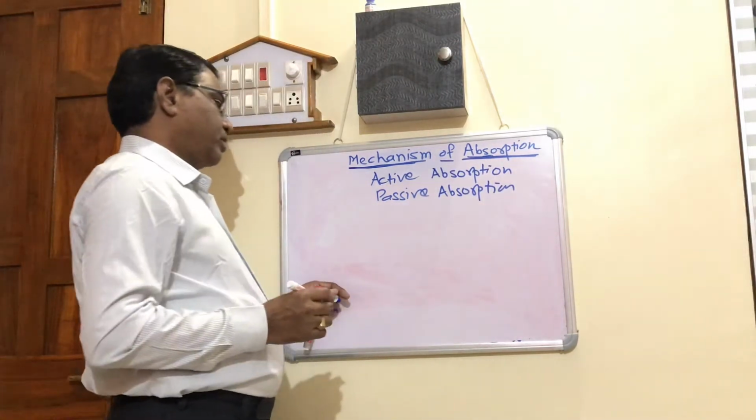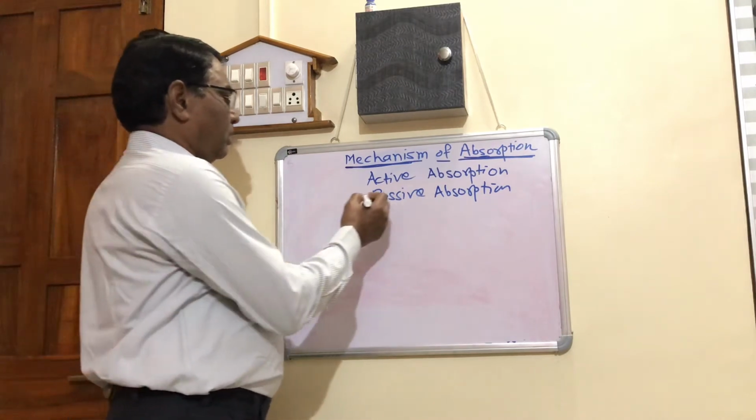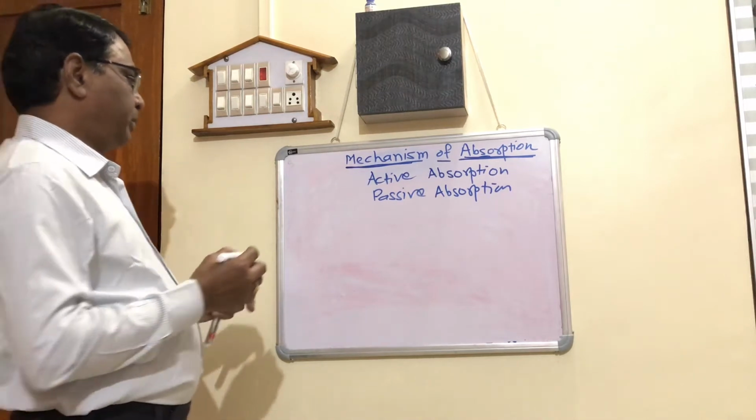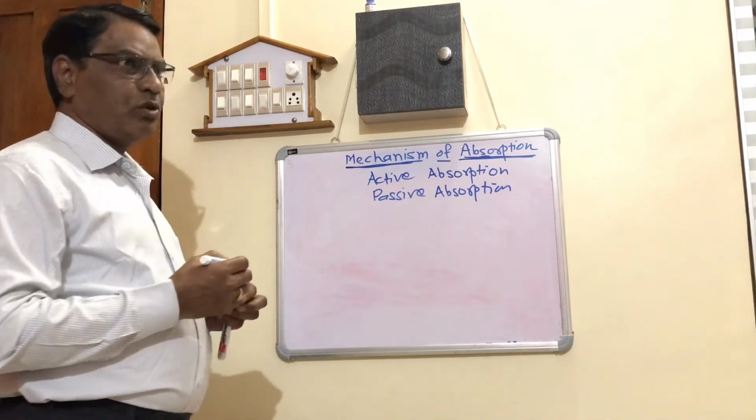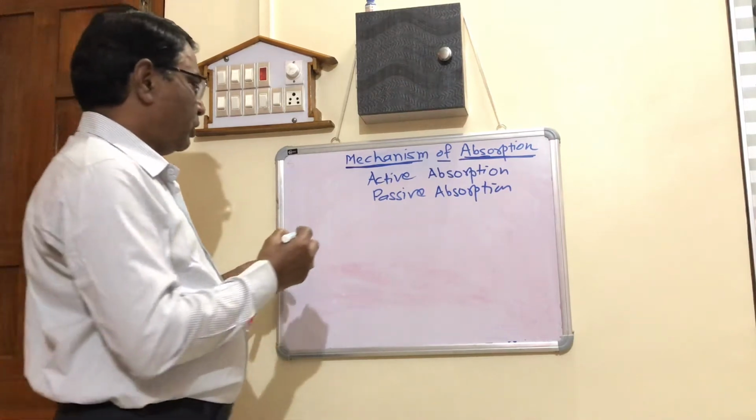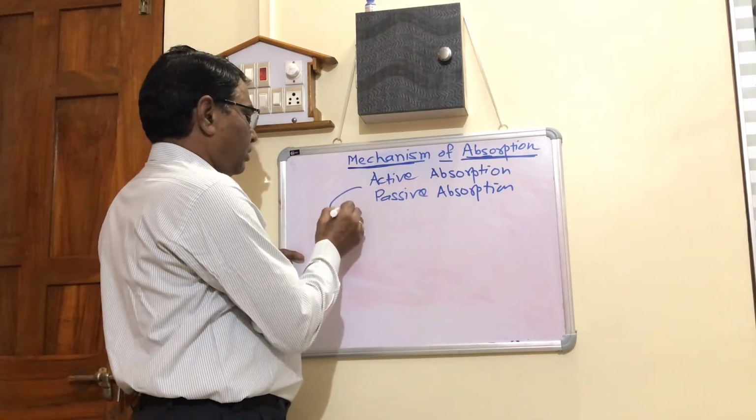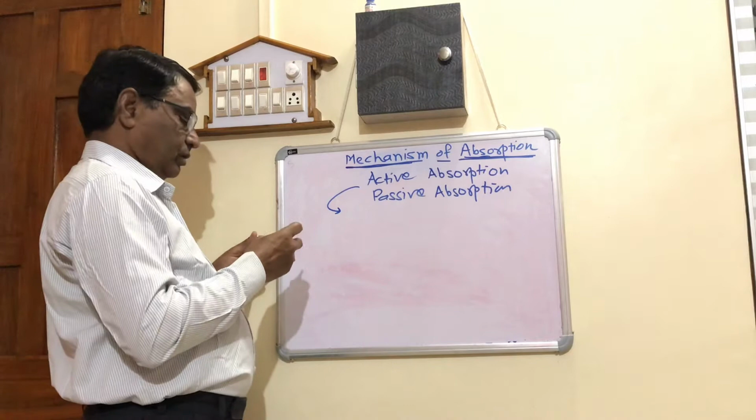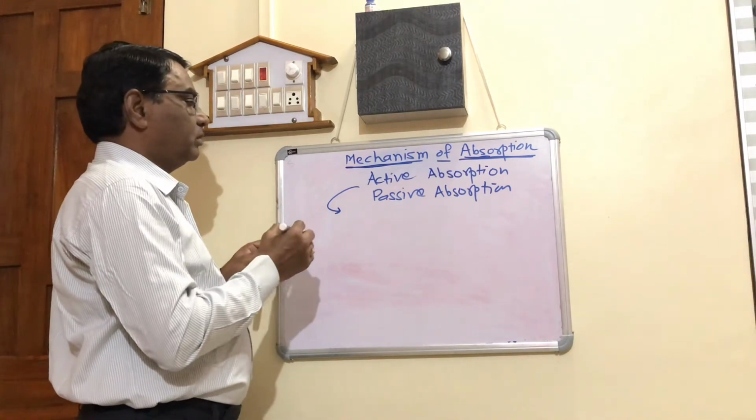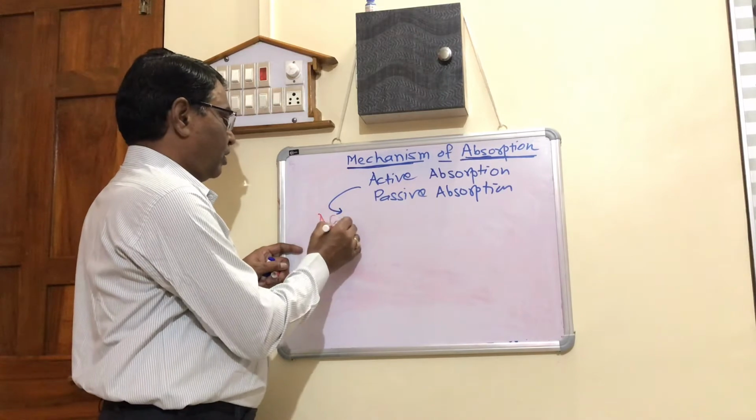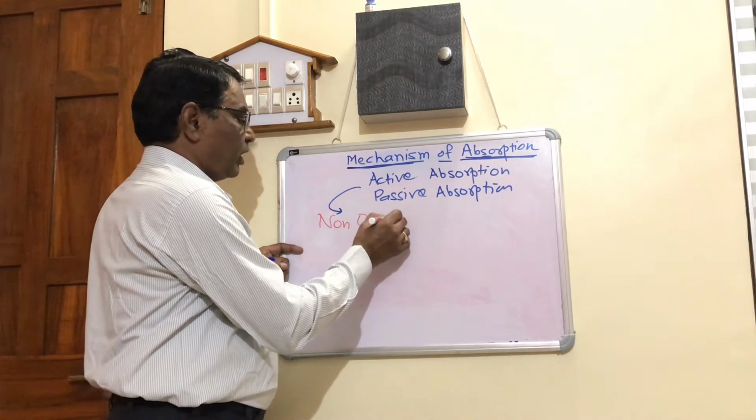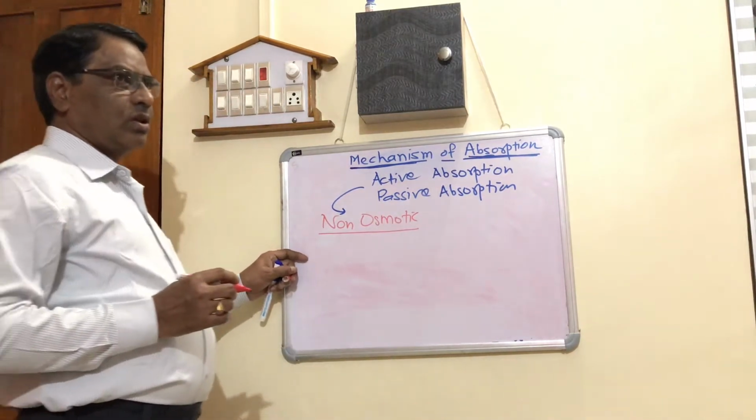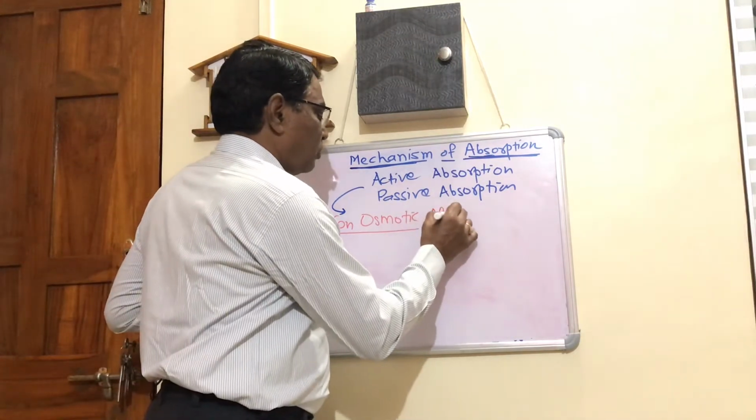We have studied one theory of active absorption, that is the osmotic theory of water absorption, and the second theory that we have to study to explain the active absorption of water is the non-osmotic theory of water absorption, or non-osmotic absorption of water.